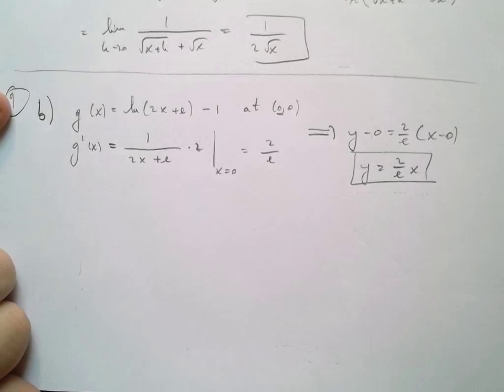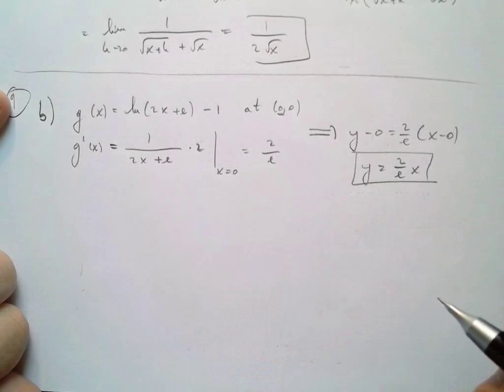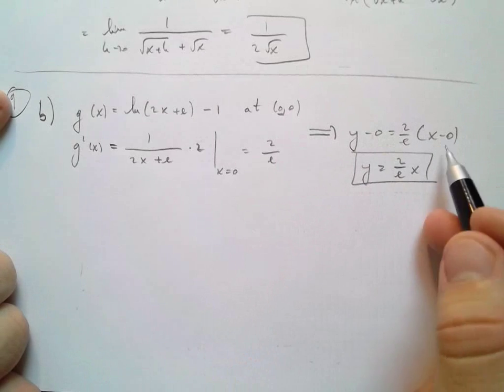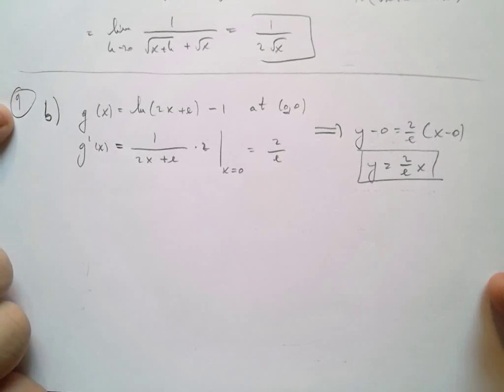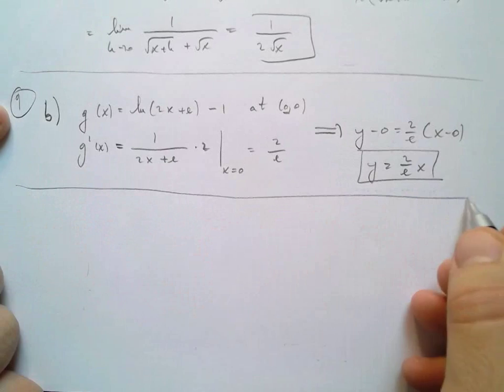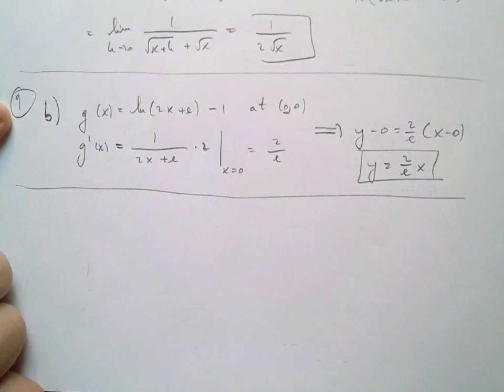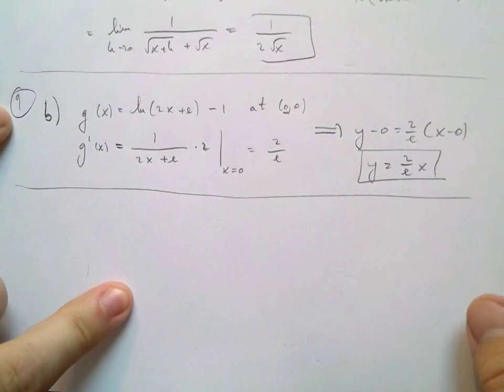We're given the function, we're given the point, take the derivative, find your slope using the x-coordinate of the point, then write the equation of the line, and you're done, right? So these are fairly straightforward problems. I don't want to spend too much time on that. But let's move on to problem 10, right, which is a little bit more involved.